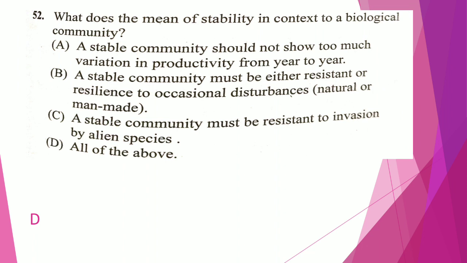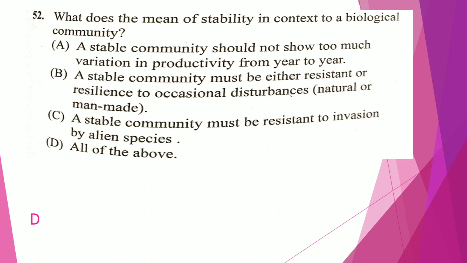What does stability mean in the context of a biological community? The options are: a stable community should not show too much variation in productivity from year to year; a stable community must be either resistant or resilient to occasional disturbance; a stable community must be resistant to invasion by alien species; all the above. Here the answer is D, all the above.